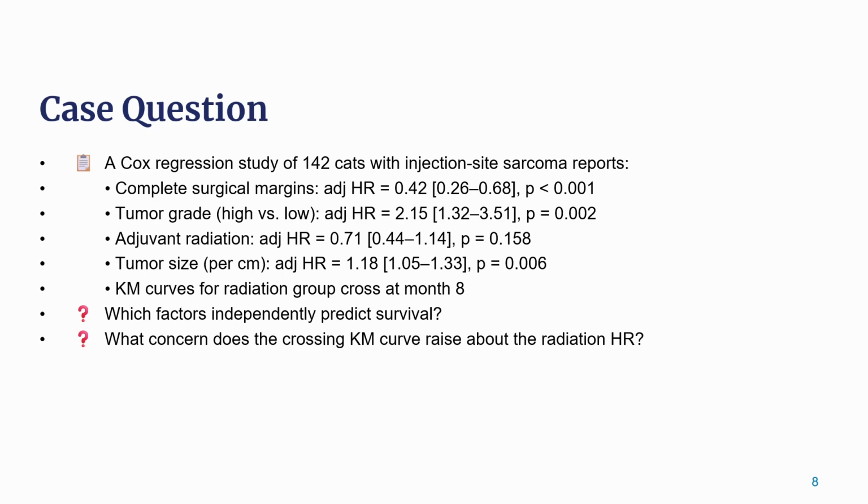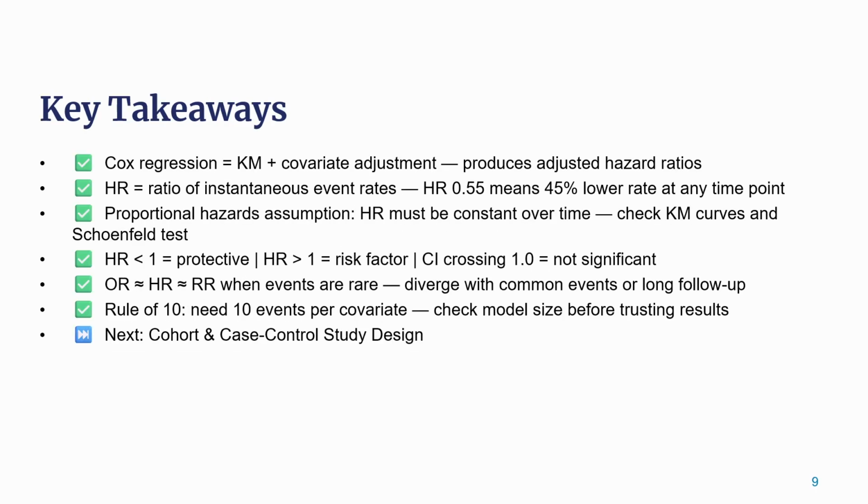The proportional hazards assumption may be violated for the radiation variable, and the results should be interpreted with caution, ideally with a time-varying analysis or separate early and late HRs. Key lesson: always look at the KM curves alongside the Cox table. A non-significant HR and crossing curves together should make you think carefully about what's really happening with radiation in this population.